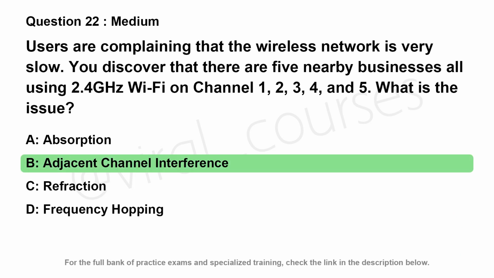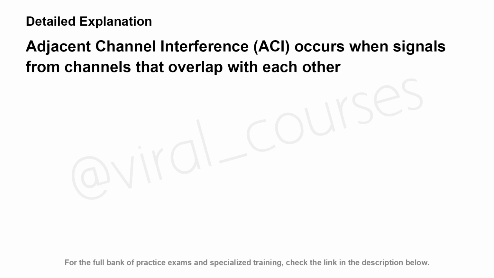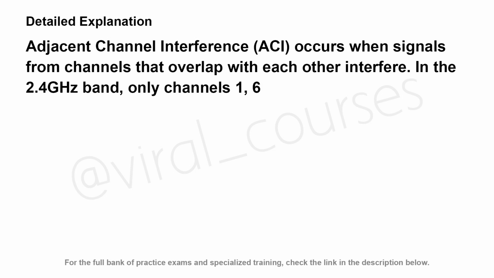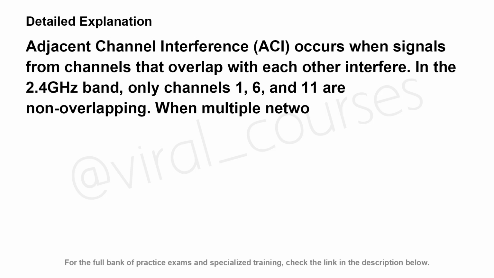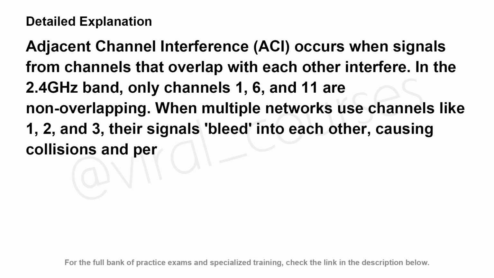The correct answer is B. Adjacent channel interference, ACI, occurs when signals from channels that overlap with each other interfere. In the 2.4 GHz band, only channels 1, 6, and 11 are non-overlapping. When multiple networks use channels like 1, 2, and 3, their signals bleed into each other, causing collisions and performance degradation.